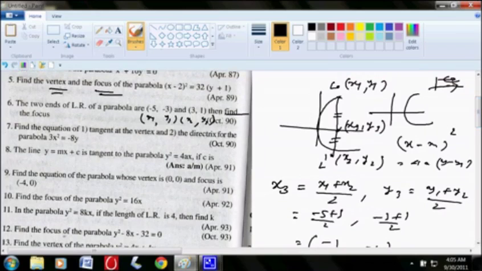Find the focus. A focus is a point. So find the focus basically means find the coordinates, because a point will only have coordinates. It doesn't have a distance or an equation.